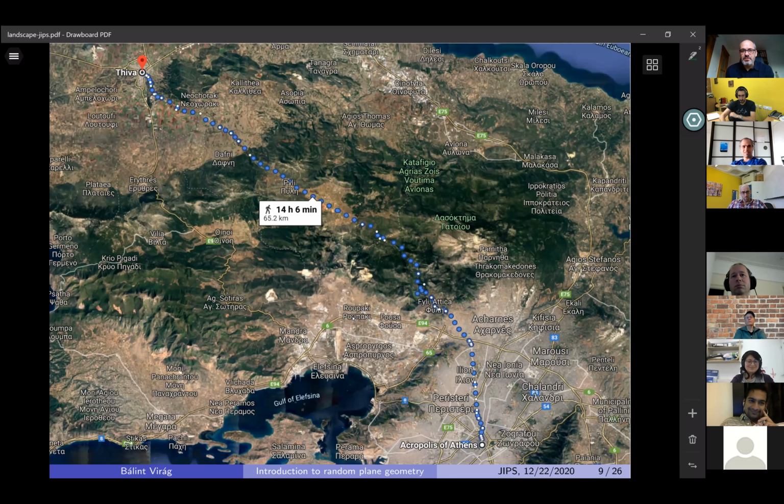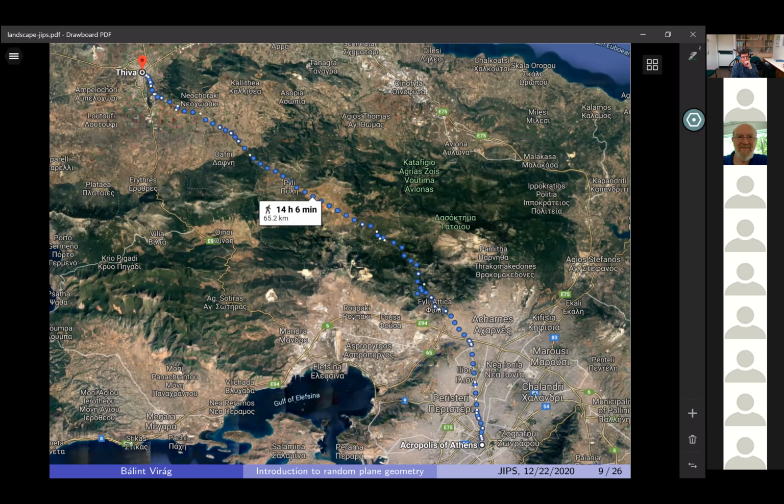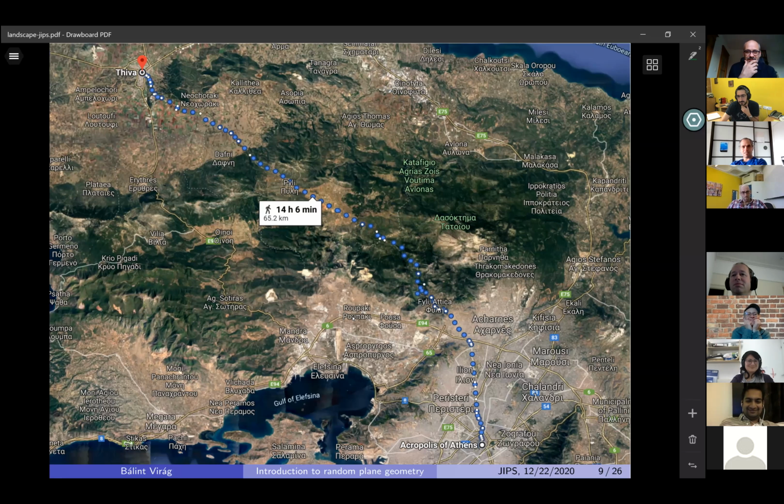And so here's a picture of how you would walk from Thebes to Athens. Thebes is one of the ancient sites of the Pythagorean school. And then there is Athens. So it takes you 14 hours, and you see it's kind of like a geodesic in the random geometry, which is formed by nature and humans over the years.